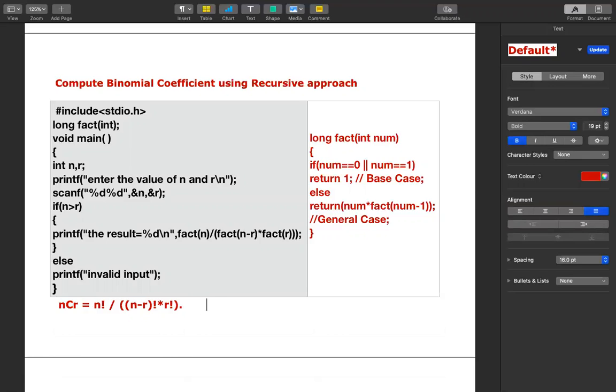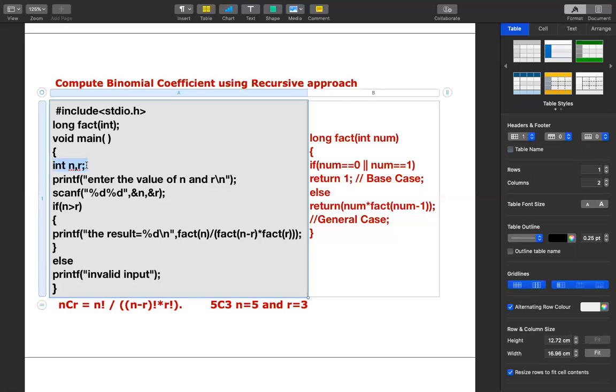So coming to this particular problem, let us solve this combination, that is 5C3, where n value is 5 and r value is 3. So this is the first problem which we are going to solve. Look at this. The first variables declared for inputs are n and r. And then, as I said, it can compute binomial coefficient only if n is greater than r.